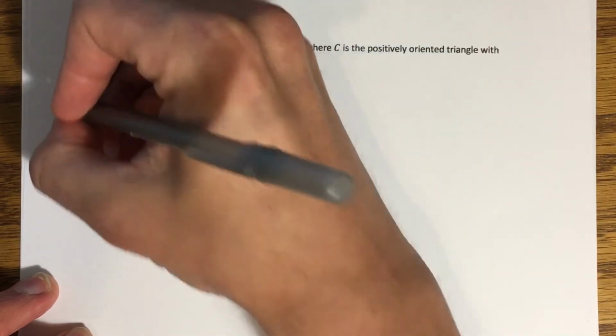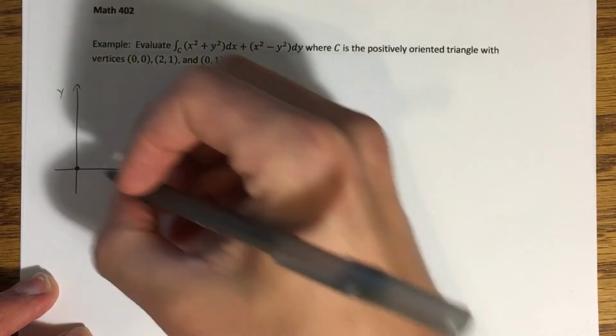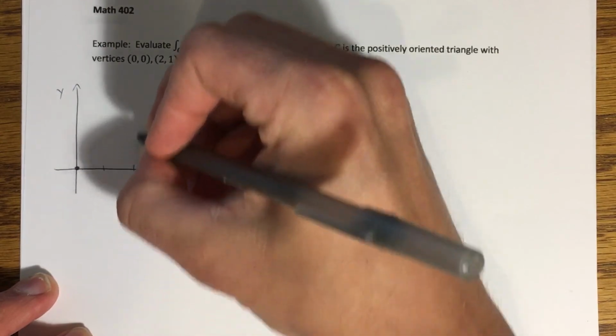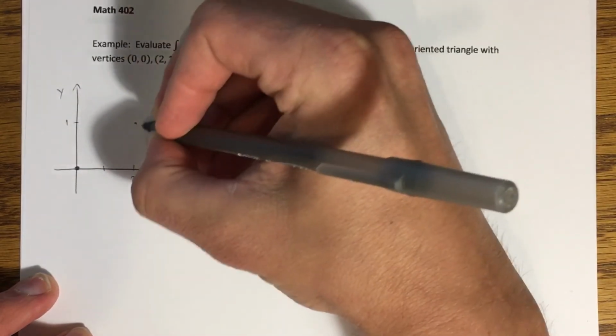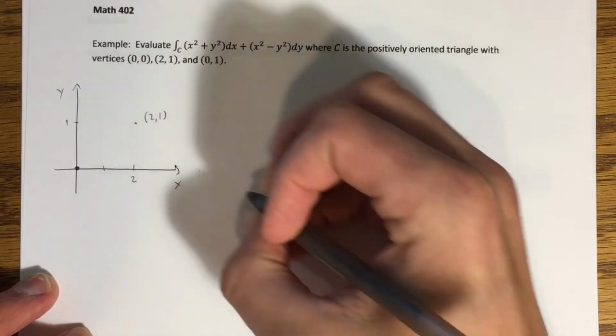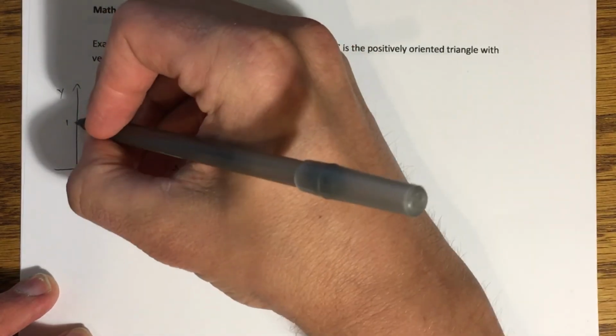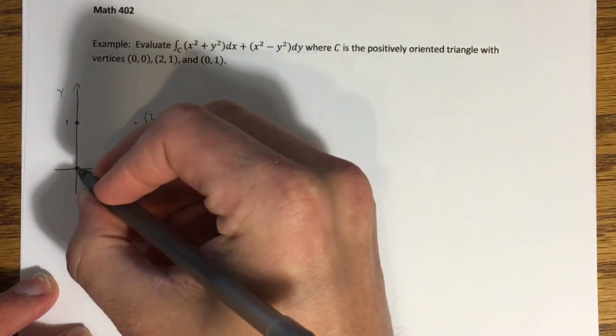So x and y, here are my vertices: 0, 0, 2, 1, so 1, 2, 1, that's 2, 1 right there. And then 0, 0, 1, so the triangle is this one.